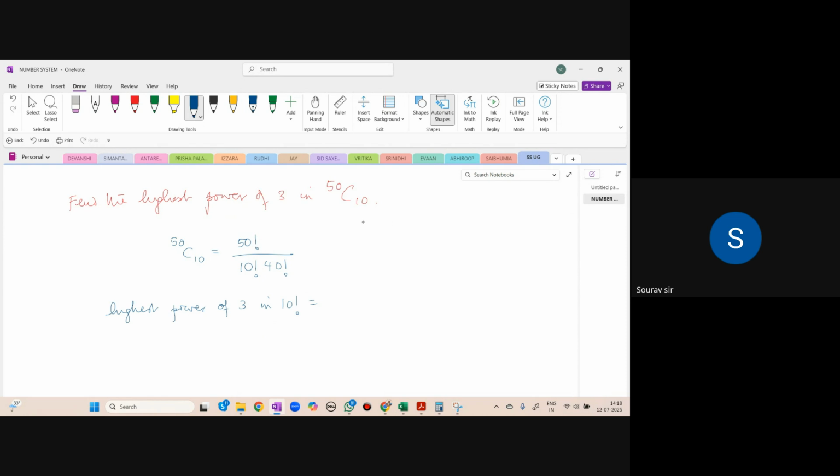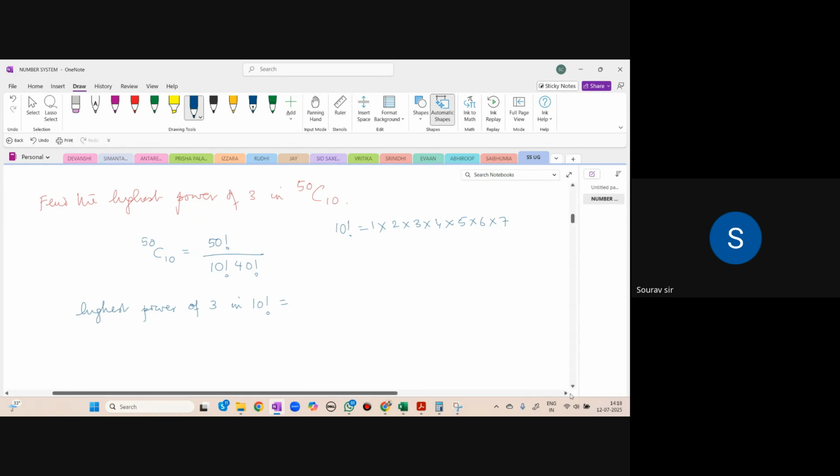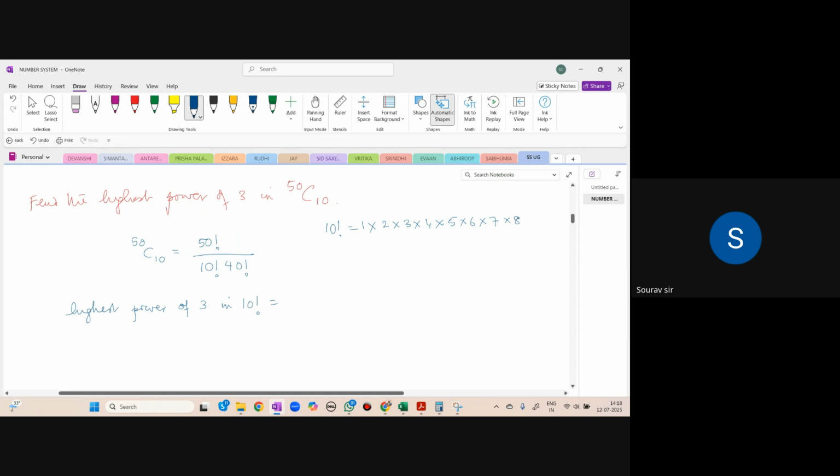What is 10 factorial? 1 into 2 into 3 into 4 into 5 into 6 into 7 into 8 into 9 into 10. Now, how many 3's are there? There is a 3 here. There is a 3 here. And there are 2 3's here. So there are 4 3's. Right? So how do I calculate this?